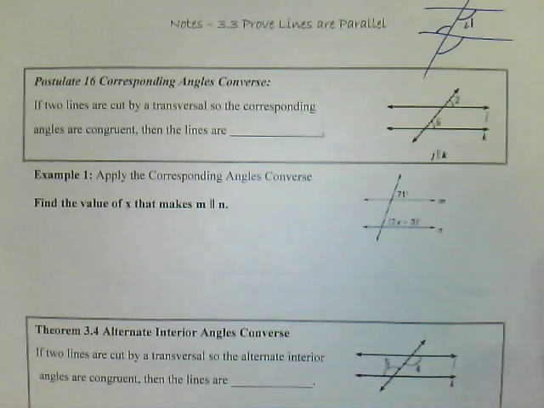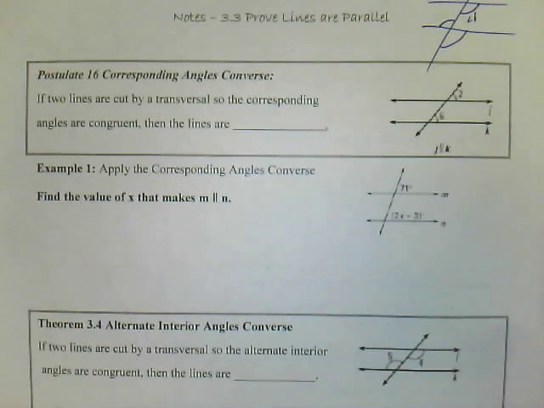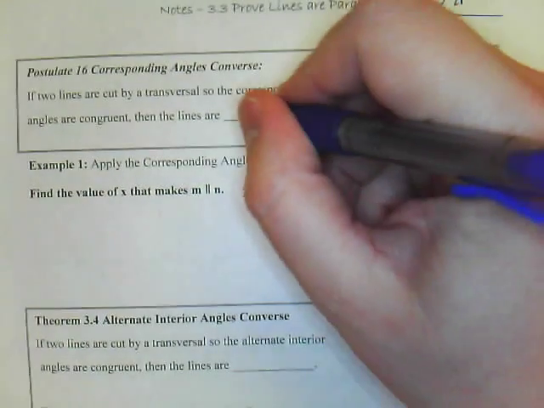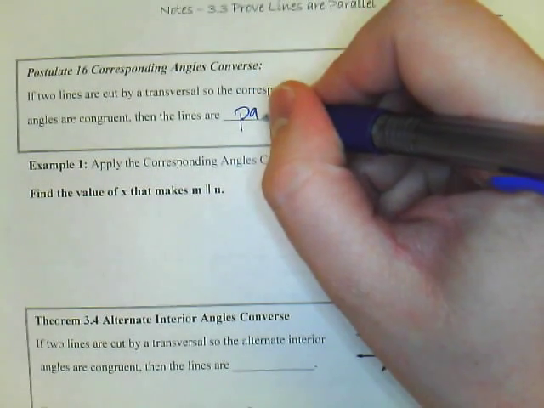Postulate 16 here is the converse to the corresponding angles postulate. If you remember, the converse means that if we have an if-then statement, we switch the if part with the then part. So instead of saying if you have two parallel lines, then corresponding angles are congruent, we take the converse. We're saying if you have corresponding angles congruent, then you have parallel lines. So that is postulate 16.